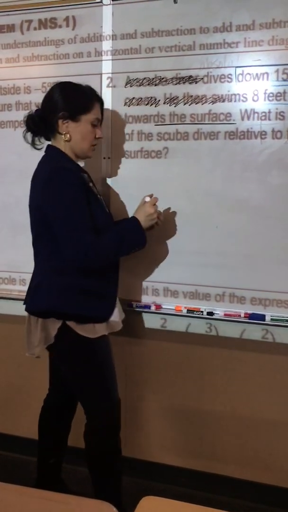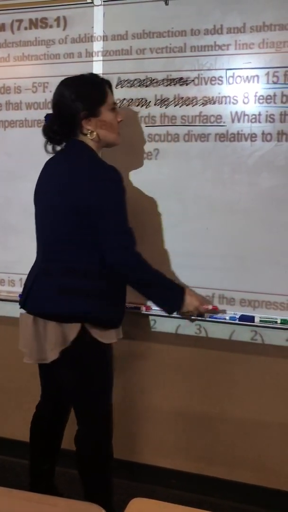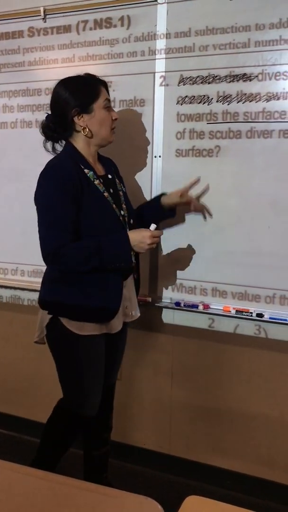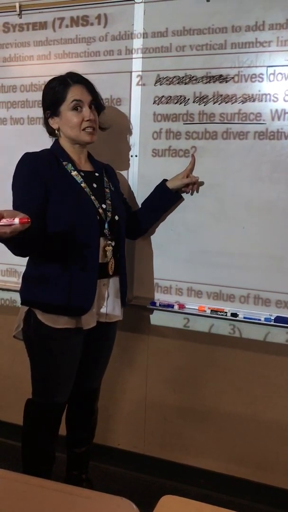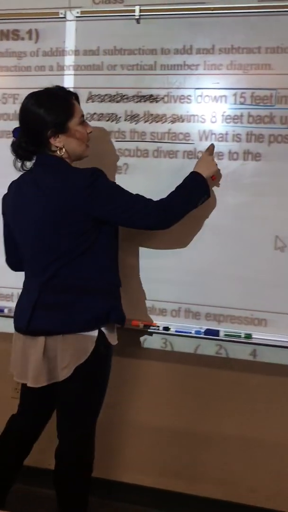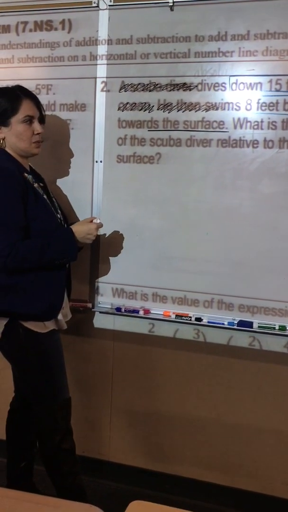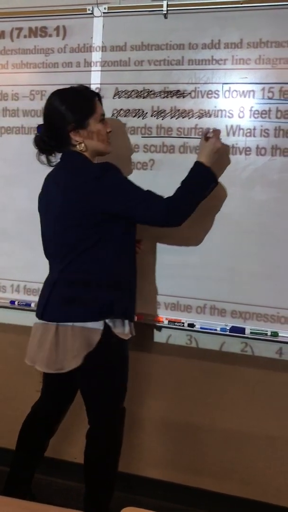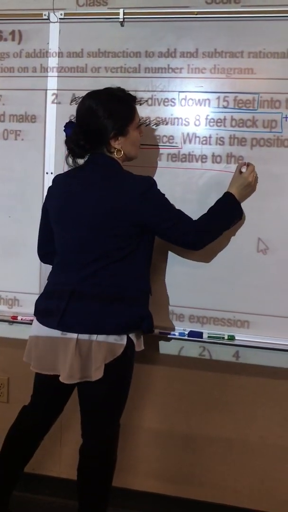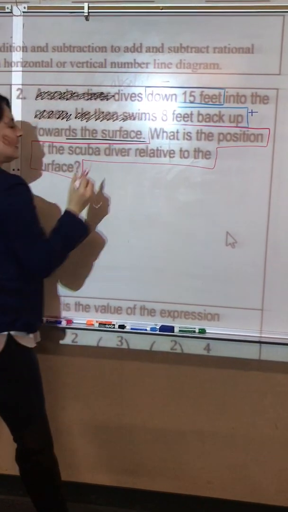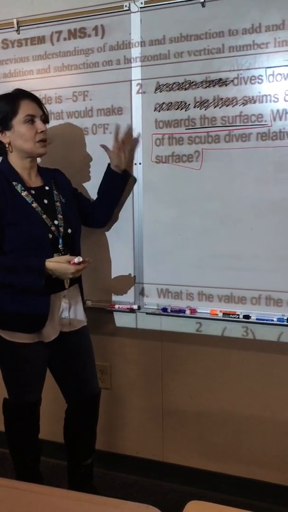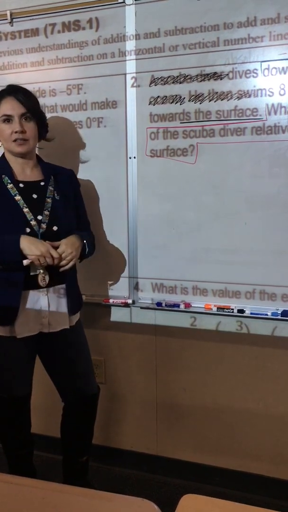So the next thing that you need to ask yourself is, what is the question asking me to do? What am I trying to find out? Well, if there's a question mark, guess what? It's asking you to do something. So let's go back and read it. What is the position of the scuba diver relative to the surface? Oh, so that towards the surface is going to be important. And we usually box the question out so that we know exactly what it's asking us to do.